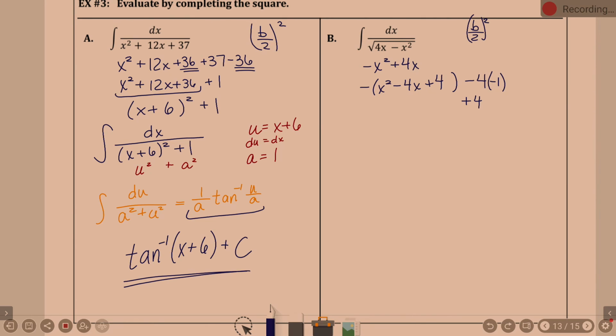I'm going to keep that negative out front for right now. If I factor my perfect square, this becomes x minus 2. Square root of x squared is x. Square root of 4 is 2. Middle term is negative, which makes this negative. Now, I don't know if you guys have spotted what this is going to be yet. With this negative out front, I would encourage you to flip this and say this is 4 minus x minus 2 squared.